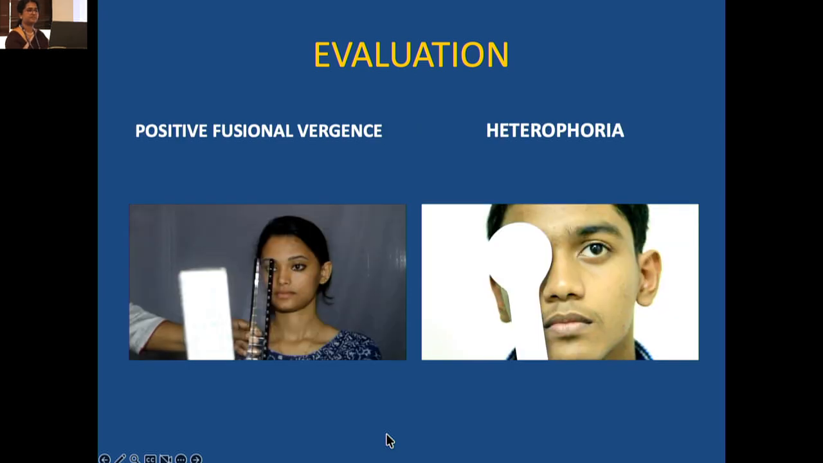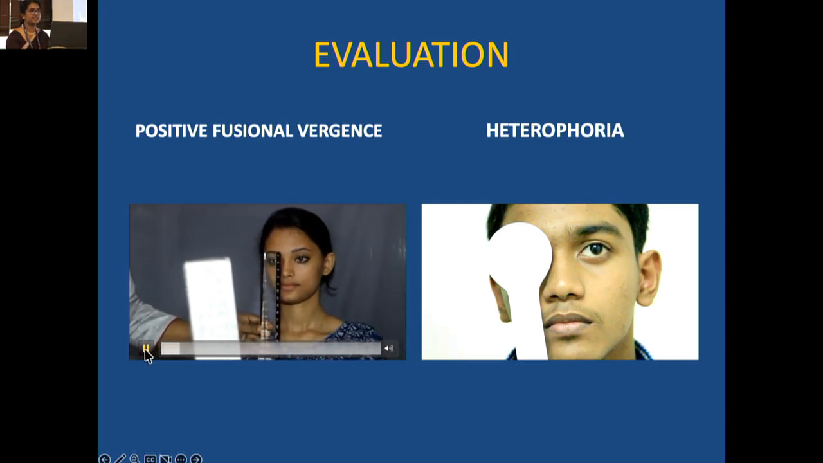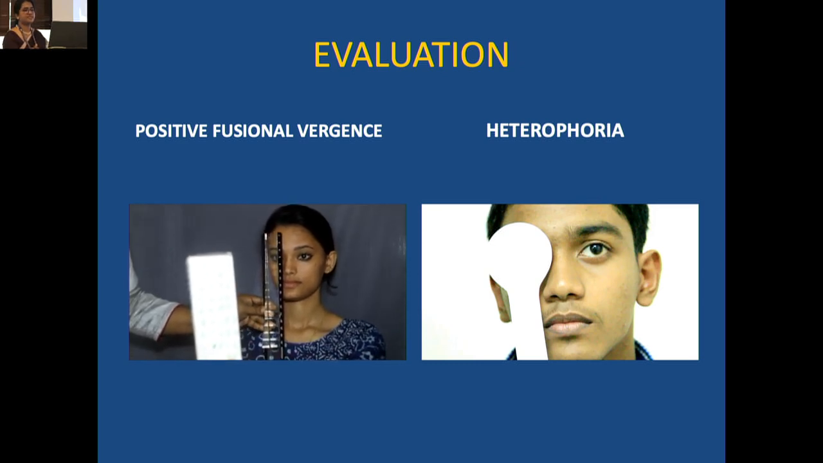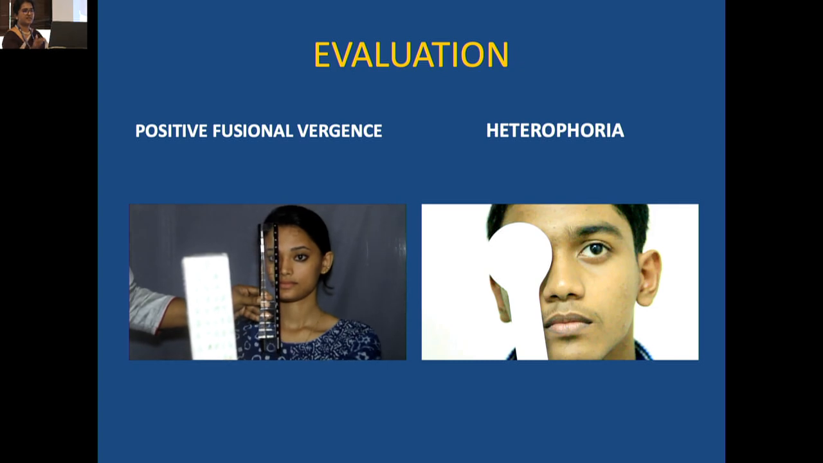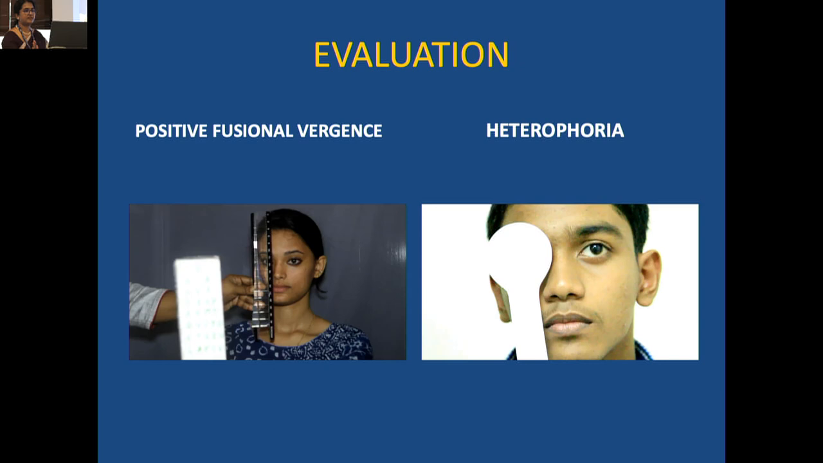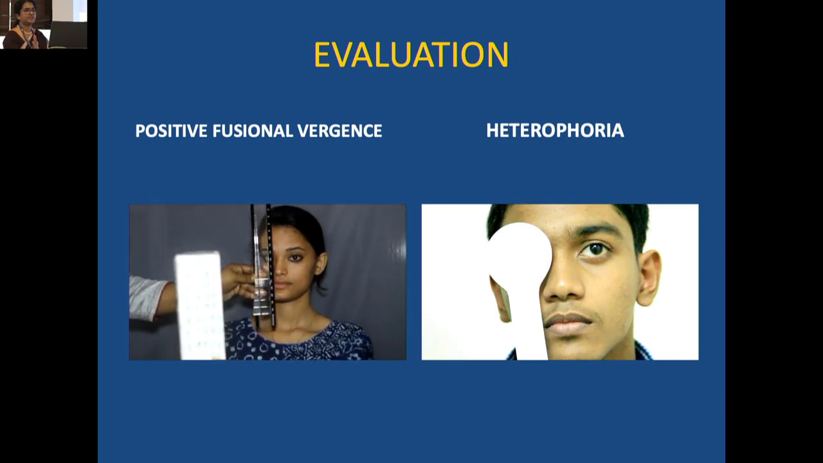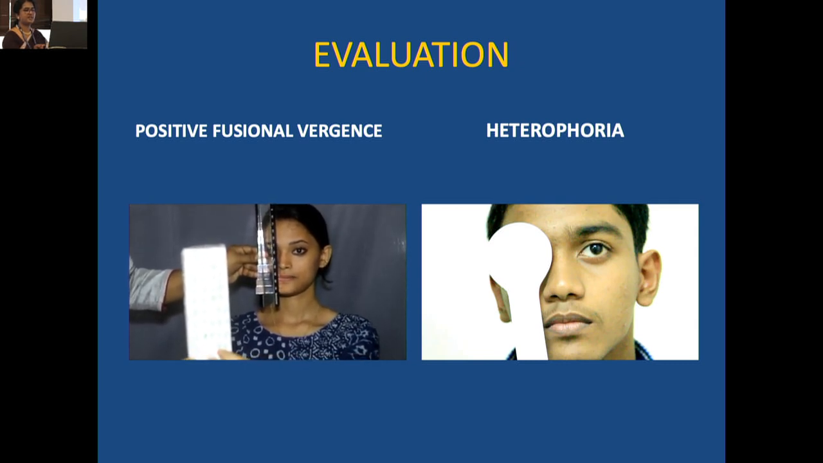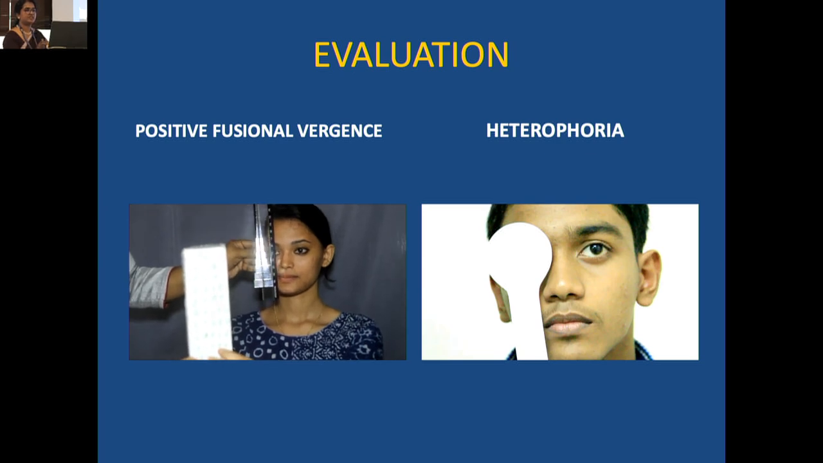This is something called positive fusional vergence, which again comes in the definition of convergence insufficiency. Base out prisms are used, and the patient is focusing on a near vision chart. You go on increasing the magnitude of the base out prisms, and at one point the patient's fusional vergence reserves are over, and then she will have diplopia. That is how you test for positive fusional vergence.